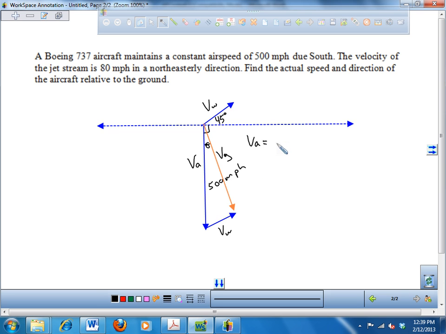So how can I write that as a vector? Hey, you're interrupting my sound quality.